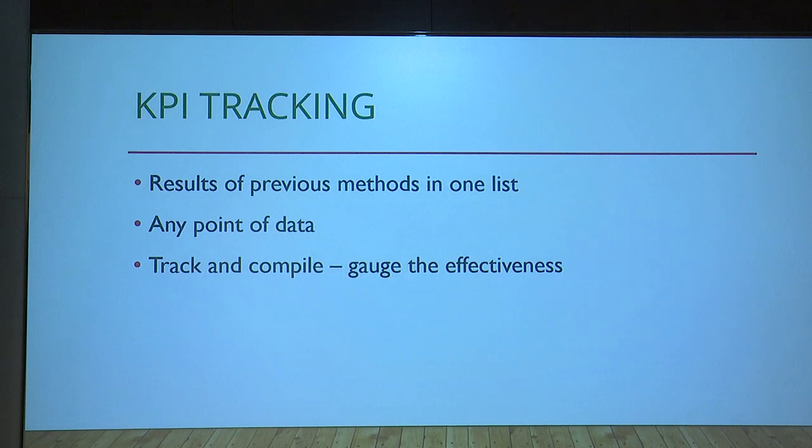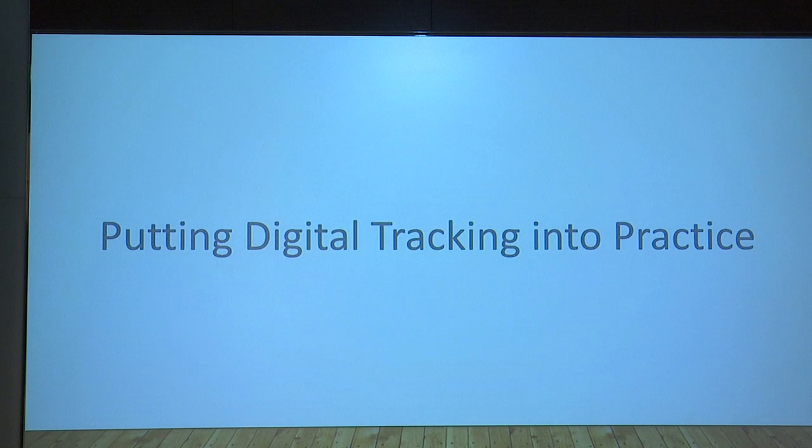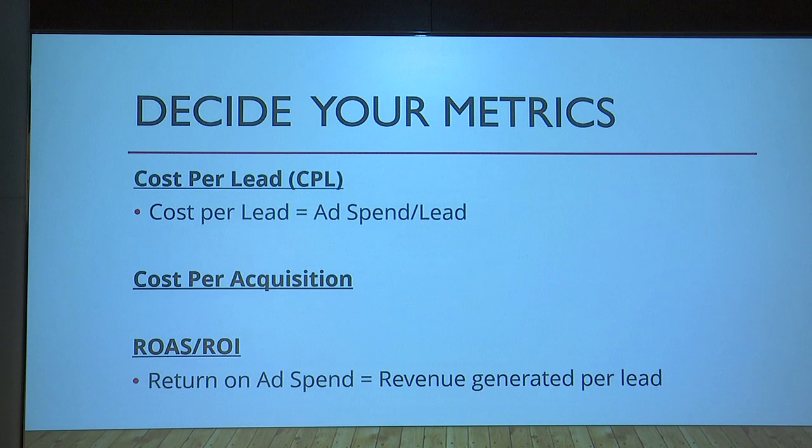And this is another tool. Basically, this is the summary of the performance of all the parameters or all the campaigns you are using. Any point of data that gives insight into the performance of your marketing is called a KPI, that is Key Performance Indicator. For us, it is new patients, right? So it is a tool to gauge the effectiveness of our whole digital marketing campaign. So how do we put our digital tracking into practice? First, we need to decide our metrics.